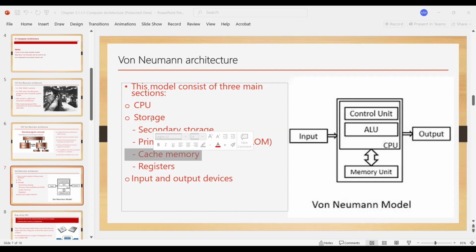So for example, if you are working with the help of a keyboard and mouse on the screen, and the result or output is being generated, that is an output device. But the way that you are giving instructions is with the help of input. So till now, do you have any problems with the basic idea of von Neumann architecture?